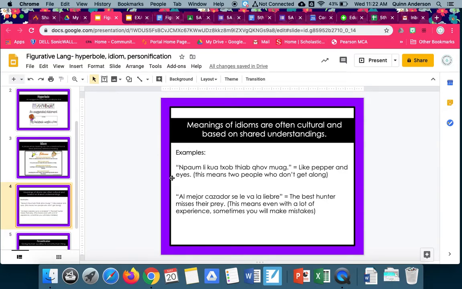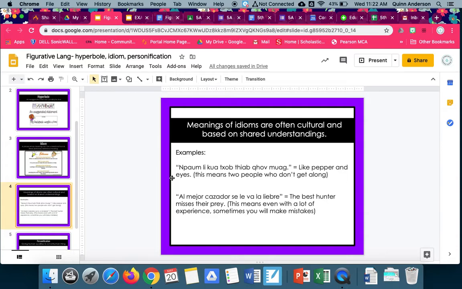I asked some wise people at our school to help me come up with a few more examples. Ms. Arthur helped me with this first one. She said this is one that her grandmother would say when she was a kid: like pepper and eyes. This means two people who don't get along. If you got pepper in your eyes, that would really hurt. You really wouldn't like it. Two people who don't get along. The next one came from Mr. Regalado: the best hunter misses their prey. This means that even with a lot of experience, sometimes you will make a mistake, and that happens.